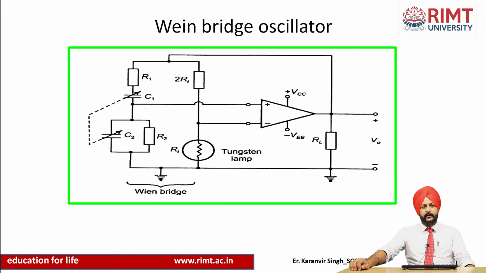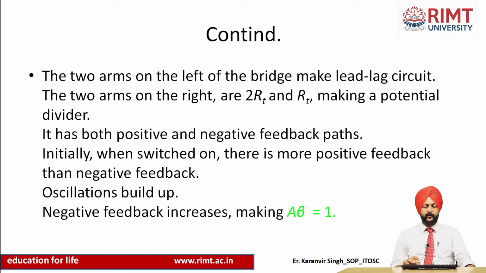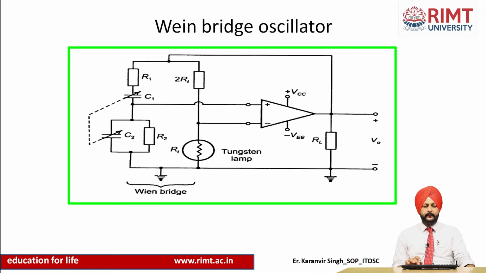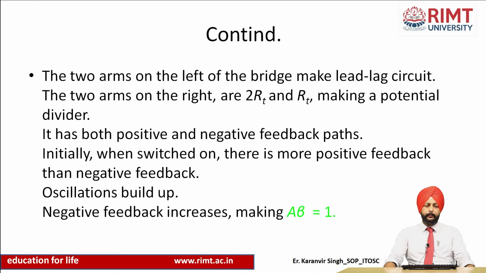There is another type of RC oscillator, the Wien bridge oscillator, in which we can see R1, C1, 2RT, RT, C2, and a tungsten lamp attached. There is an amplifier and RL load resistance, from which we obtain the output. In the Wien bridge oscillator, the 2 arms on the left of the bridge make the lead lag circuit. The 2 arms on the right, 2RT and RT, make the potential divider circuit.